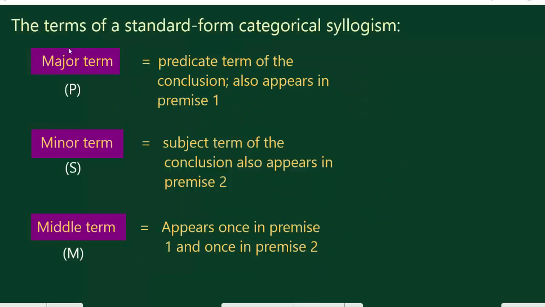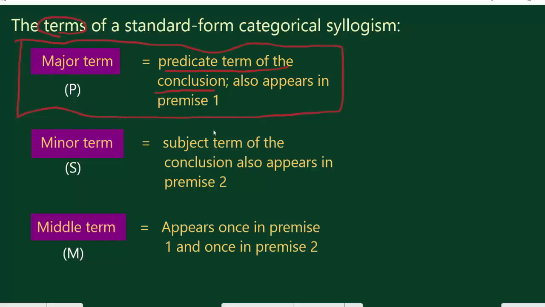So let me reiterate that. We have 3 terms of a standard form categorical syllogism. One of our terms is going to correspond to the predicate term of the conclusion, and that's what we call our major term. And it needs to be present for our categorical syllogism to be in standard form. It needs to be present in premise 1. That is our major premise.